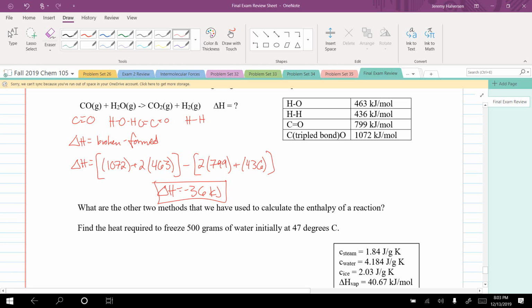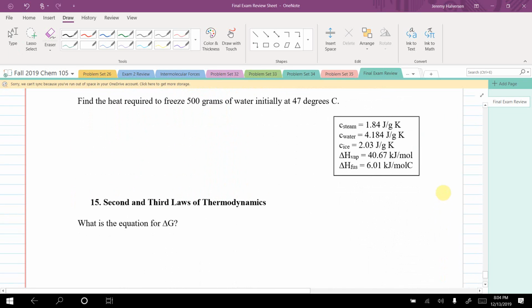Okay, does this make sense? This is when you're given bond enthalpies, you do broken minus formed. There were 2 other ways that we calculated the delta H of a reaction. What were they? Usually we refer to it as Hess's law, if you're given 2 or 3 reactions that you flip and multiply to add up. And the other way is if we give you delta H of formation, then products minus reactants. Okay.